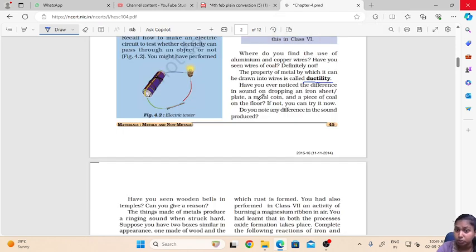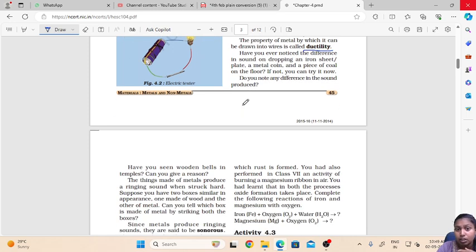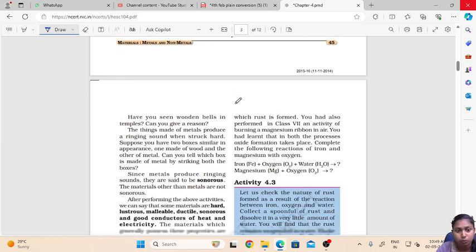So have you ever noticed difference in sound? When you drop a metal, have you ever heard the sound of metal? Like it gives a loud sound when it falls on the ground. For example, your plate, it is also a metal. So when the plate falls down, it gives a loud sound. But when we drop a coal piece, does it give a sound? It doesn't give much sound.